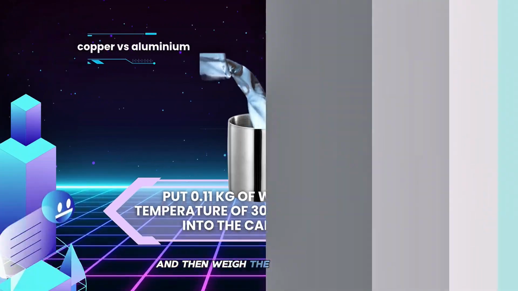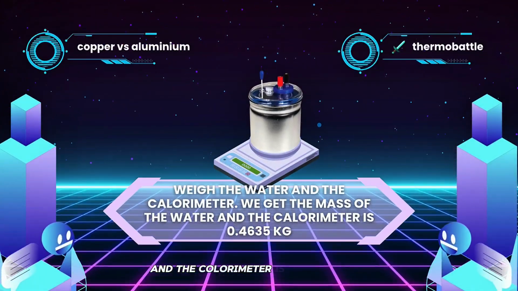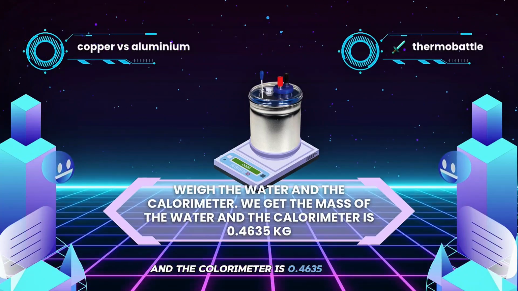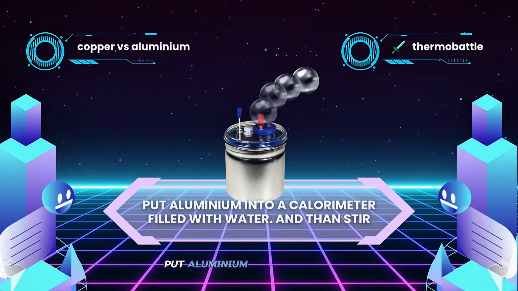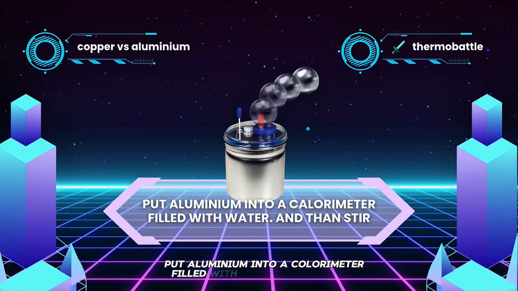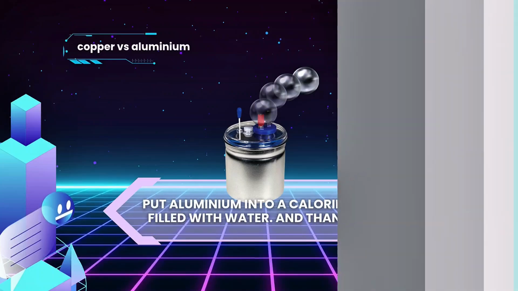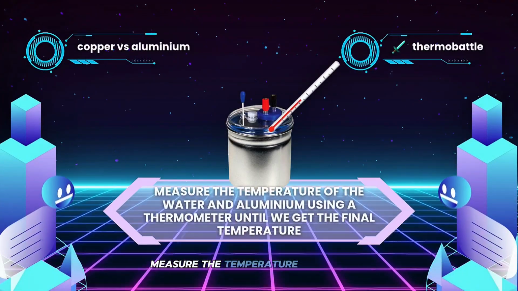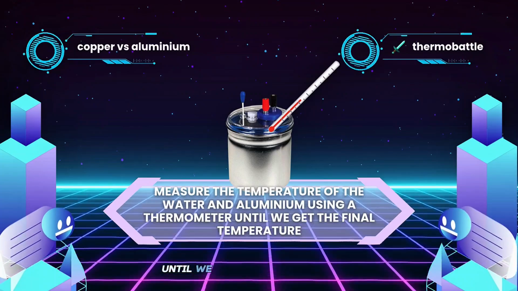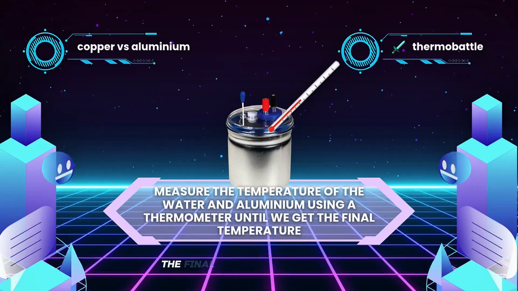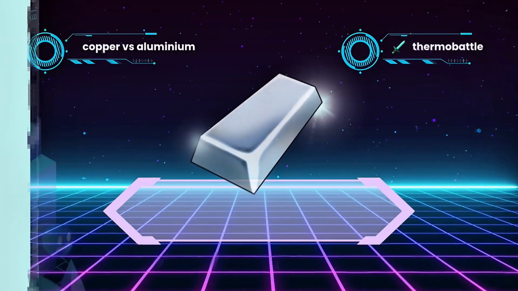And then weigh the water and the calorimeter. We get the mass of the water and the calorimeter is 0.4635 kilogram. Put aluminum into a calorimeter filled with water and then stir. Measure the temperature of the water and aluminum using a thermometer until we get the final temperature. The final temperature is 73 degrees Celsius.